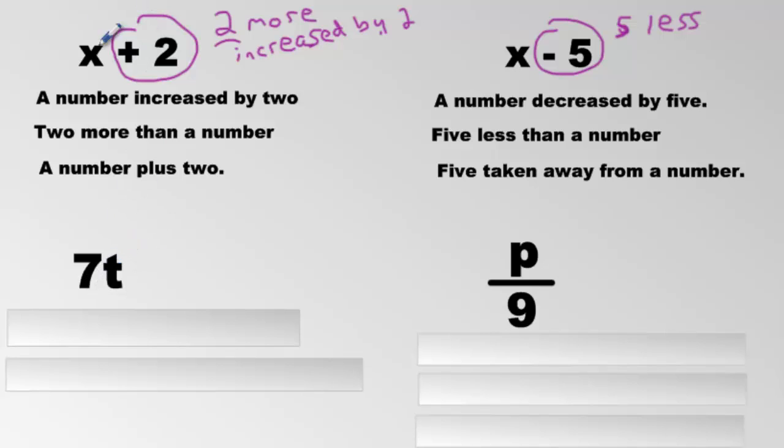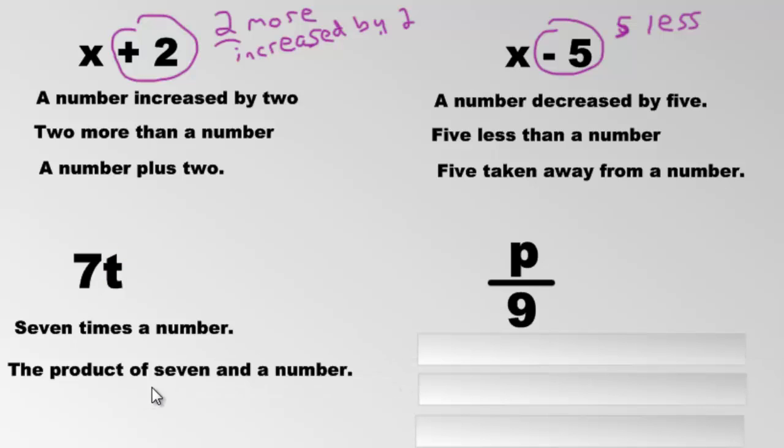So we have here 7 times a number. We can also use the word product. And the product of 7 and a number. We can say that. So we can say here 7 times a number. We can say the product of 7 and a number. Which takes us to the last one.